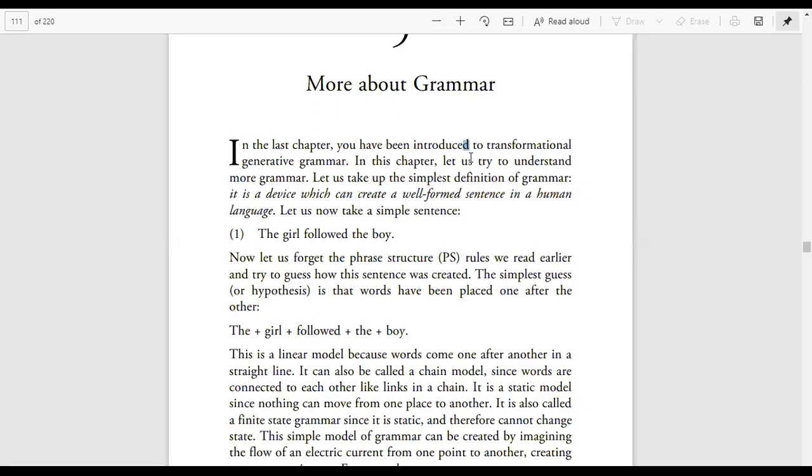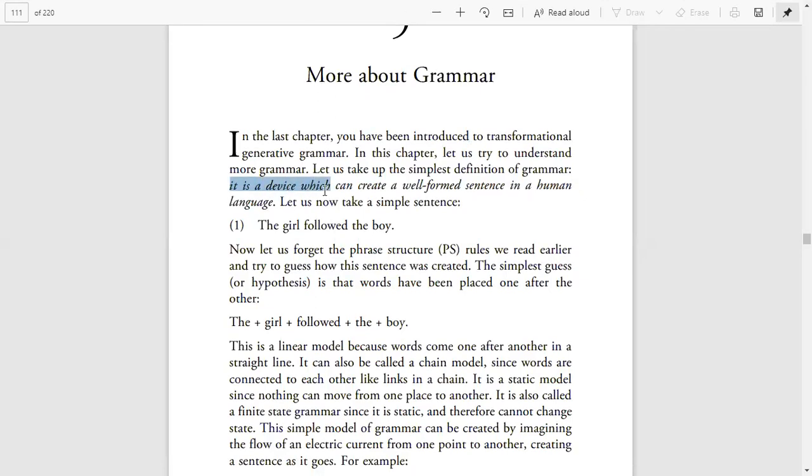In this chapter, let us try to understand more grammar. Let us take up the simplest definition of grammar. Grammar की definition है यहाँ पे. It is a device which can create a well-formed sentence in a human language. Human language does mean human language, right? It does not include the sounds or the fonts produced by animals or the birds or other living things. So you can say, what is grammar? It is a device which can create well-formed sentences.